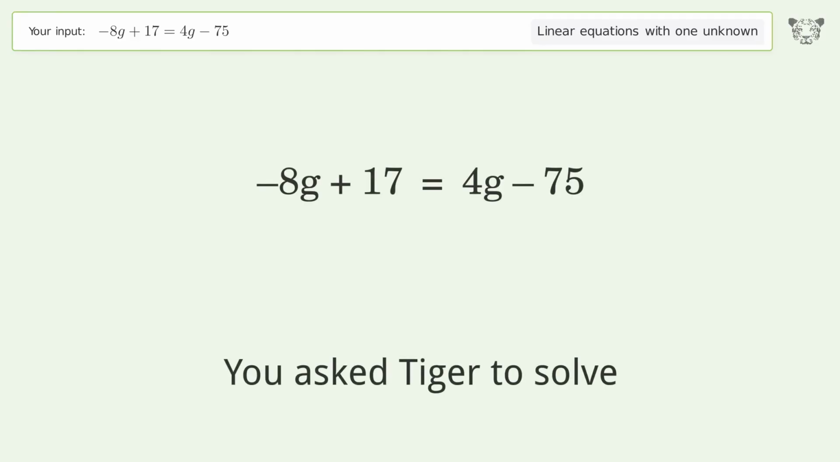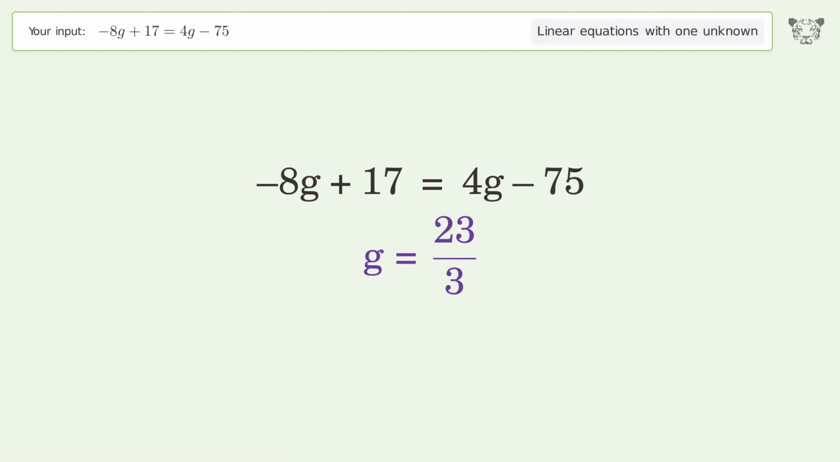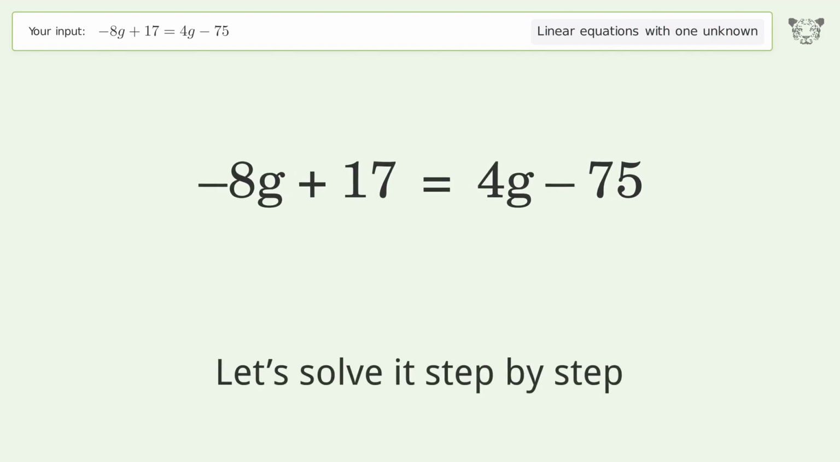You ask Tiger to solve. This deals with linear equations with one unknown. The final result is g equals 23/3. Let's solve it step by step.